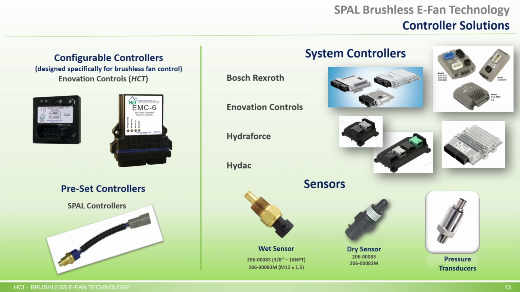Over on the right are some different ways that you can use your existing system controller that's on your machine, whether it be Bosch, Innovation Controls, Hydroforce, Hydac, whichever system controller that you use, and you can simply output a duty cycle PWM signal and control the fans directly with your controllers. Below that, I show an array of different sensors, thermistors that can be used for wet, dry, or even pressure transducers that can be used maybe for AC applications.